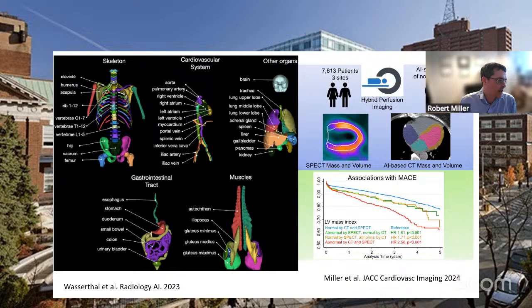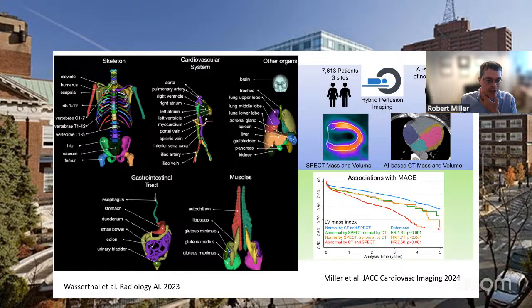The interesting thing about this model was it was trained on both gated contrast enhanced studies as well as non-contrast studies. So you could apply it to extract cardiac chamber volumes from gated contrast enhanced CT, but it can also estimate them from non-contrast studies.